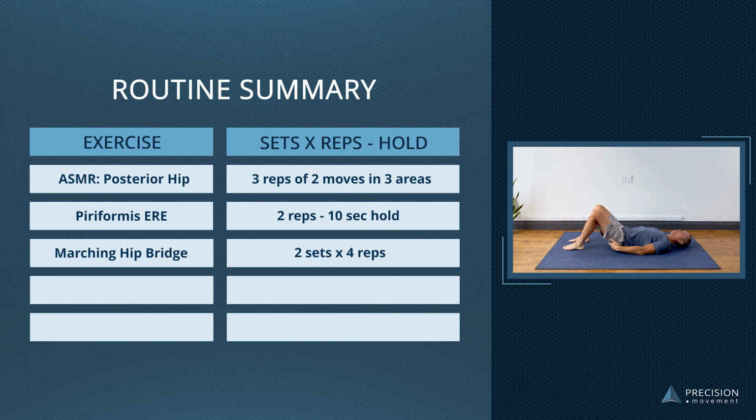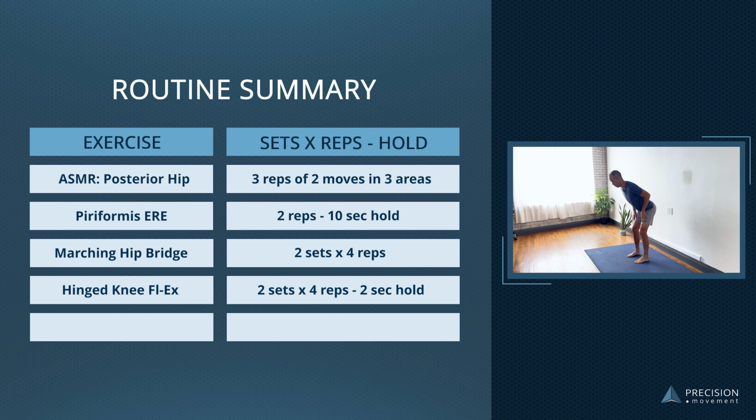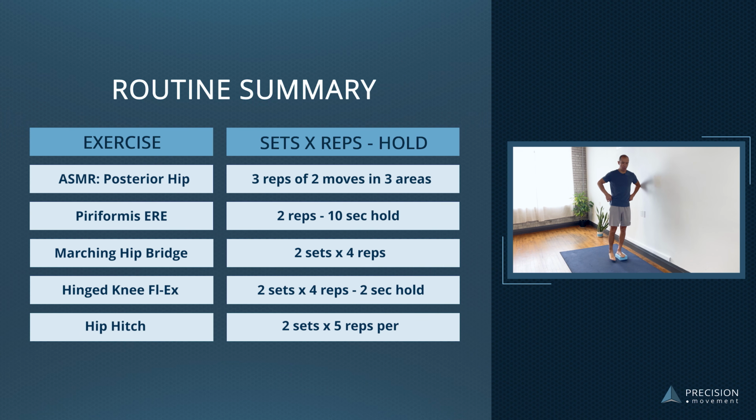Next, we did the marching hip bridge. For this, you can do 2 sets of 4 reps. The 4th exercise is the hinged knee flex. Do 2 sets of 4 reps, holding those knee straightening contractions for 2 seconds each. And we finished off with the hip hitch. Do 2 sets of 5 reps per side.